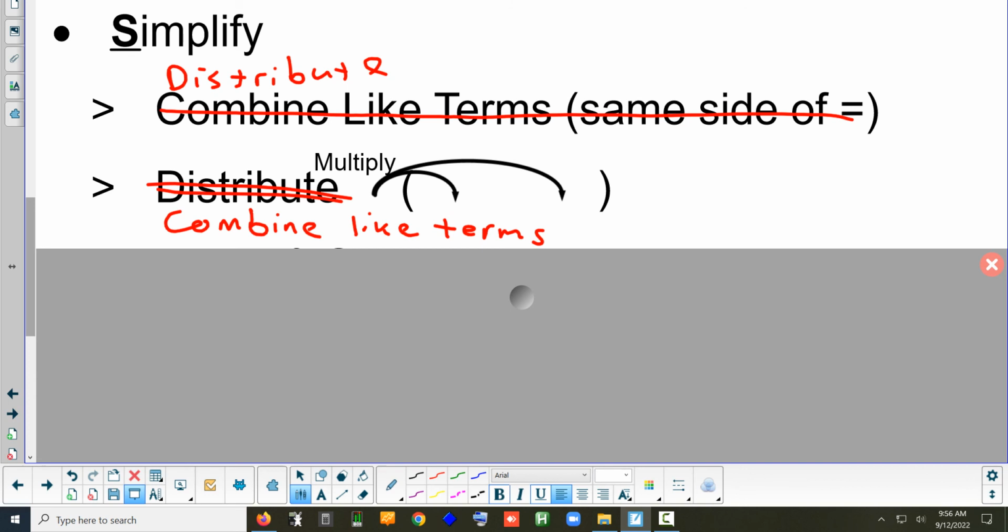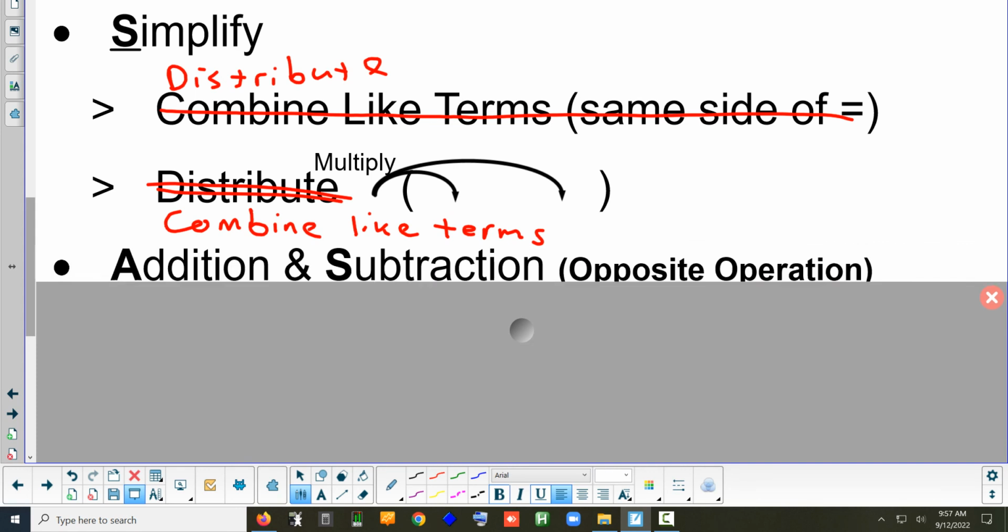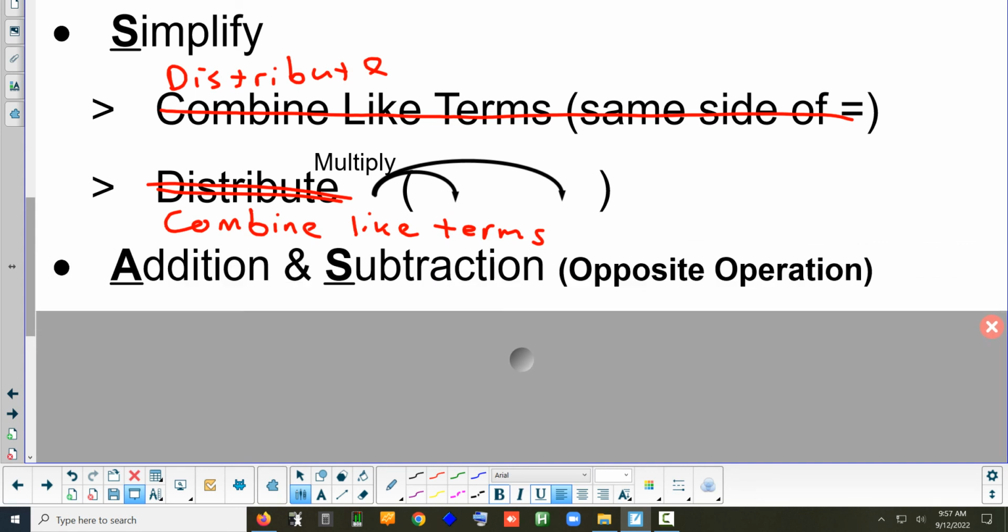What's the next letter? Well, you know it's Sam, so the next letter is A. What's the A stand for? Addition, yes. So the A stands for addition and subtraction. So remember, we always have to do the opposite operation. We're trying to get the variable alone. So if we see addition in a problem, we're going to cancel it with subtraction. If you see subtraction, you're going to cancel it with addition.